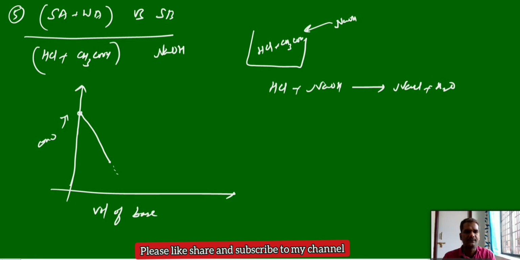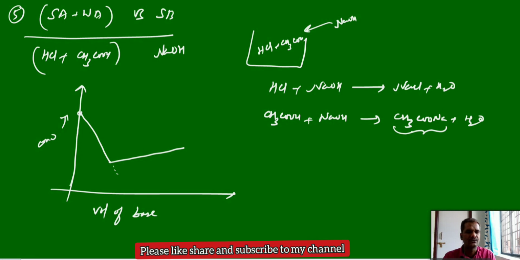Then after the first equivalence point, this NaOH now reacts with the acetic acid, which is the weaker acid, and forms sodium acetate. We know that when acetic acid reacts with NaOH, the conductance initially increases slightly. Why? That is due to the replacement of acetic acid by sodium acetate. After consumption of HCl and acetic acid, if you still add NaOH, the conductance will again increase suddenly.